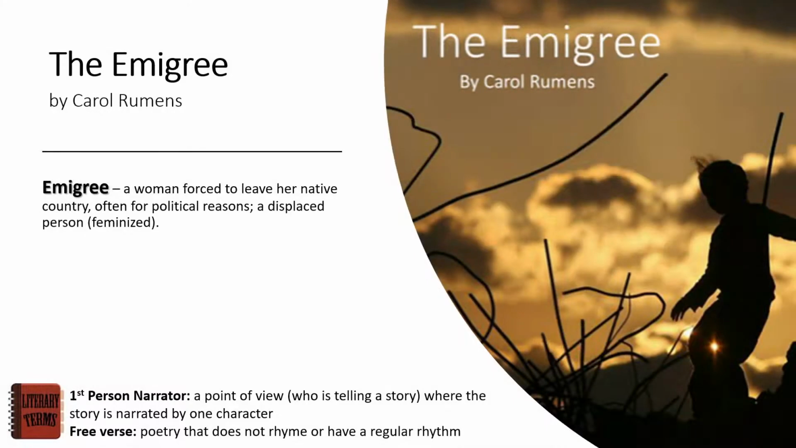We always start by looking at the title, because the title can often frame our understanding of the wider meaning of the poem. So I've already mentioned this word, the emigree, a woman forced to leave her native country, often for political reasons, a displaced person. And it's been feminised with that extra E on the end of the word, because we are to understand that this speaker is a woman.